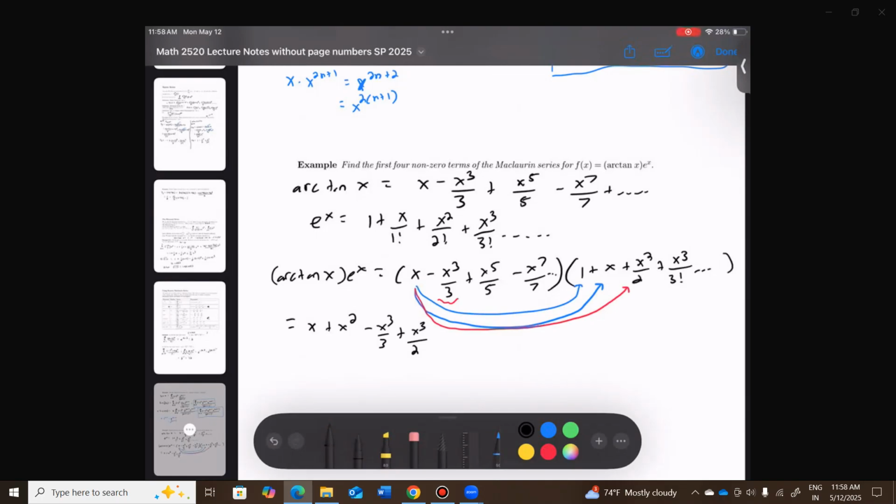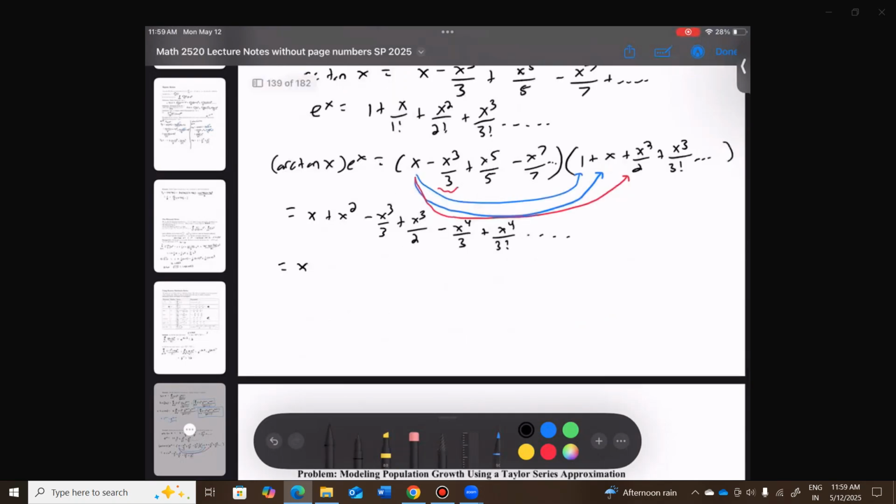I'll find the sum here soon. And then we go beyond that. We have to look for the fourth terms. There's no x to the 4th on this side, but if we take that x cubed over 3 times x, we get negative x to the 4th over 3. And then we take x times x cubed over 3 factorial, we'll get plus x to the 4th over 3 factorial, and so on.